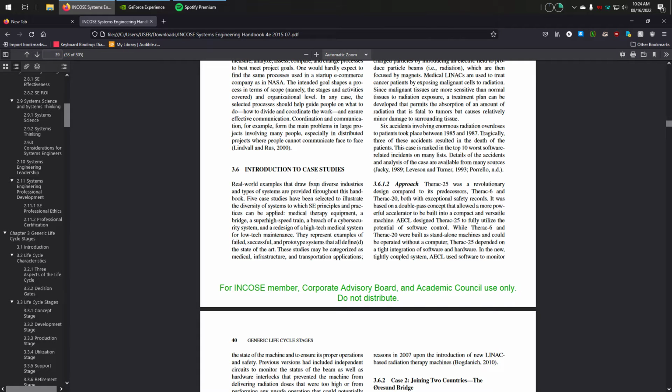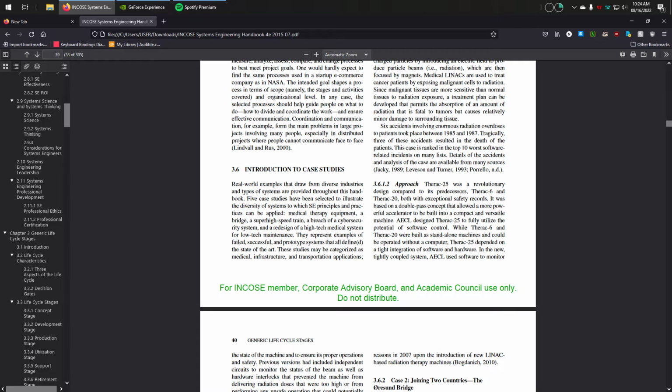Real-world examples that draw from diverse industries and types of systems are provided throughout this handbook. Five case studies have been selected to illustrate the diversity of systems to which systems engineering principles and practices can be applied: medical therapy equipment, a bridge, a super high-speed train, a breach of a cybersecurity system, and a redesign of a high-tech medical system for low-tech maintenance.